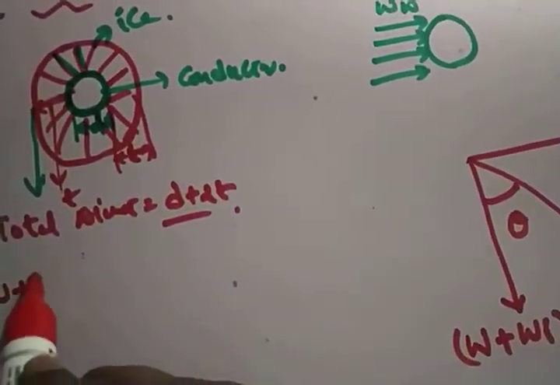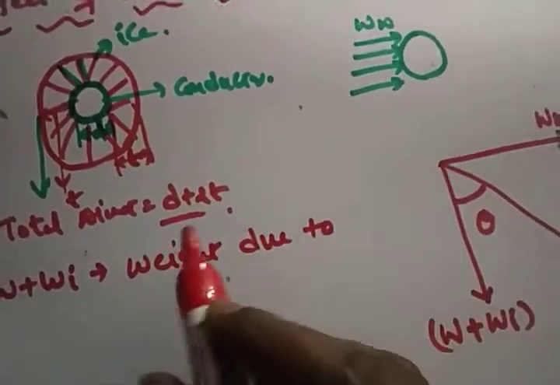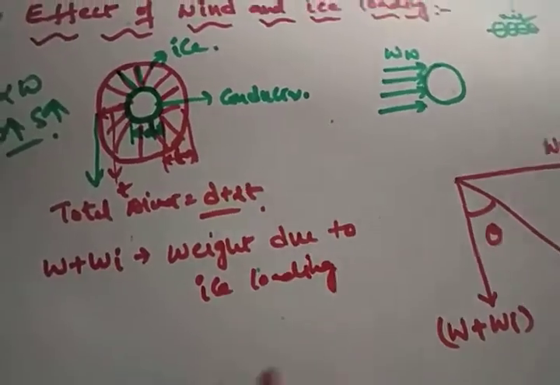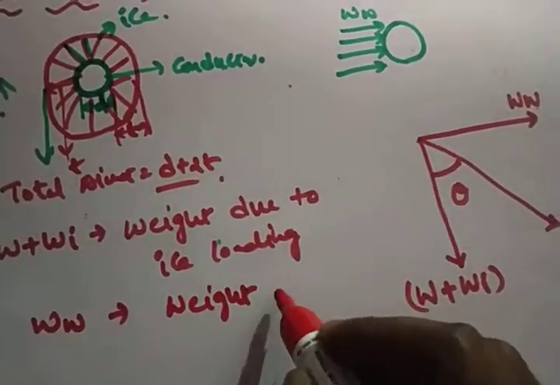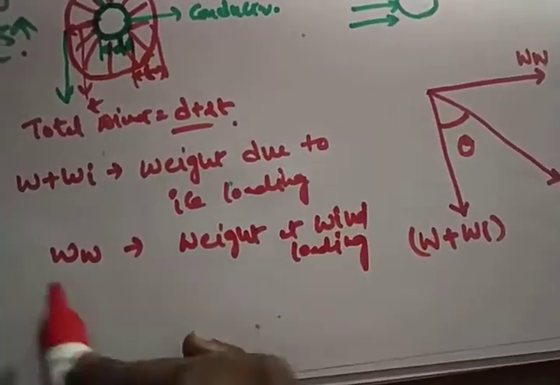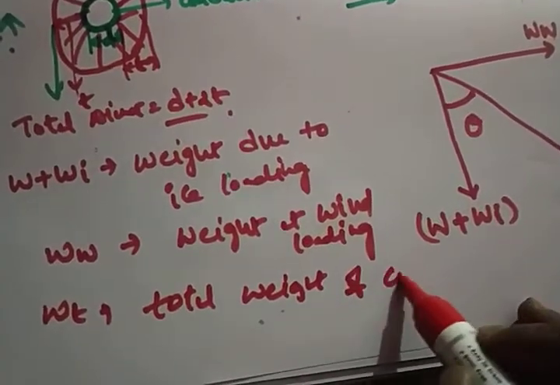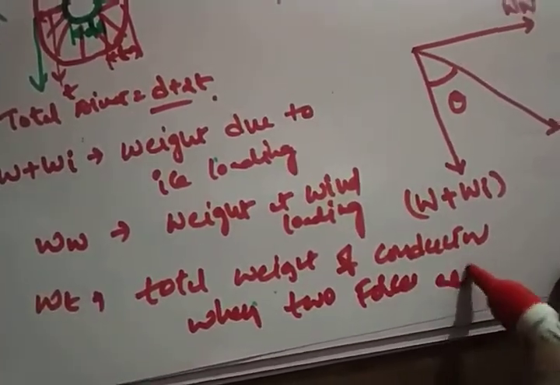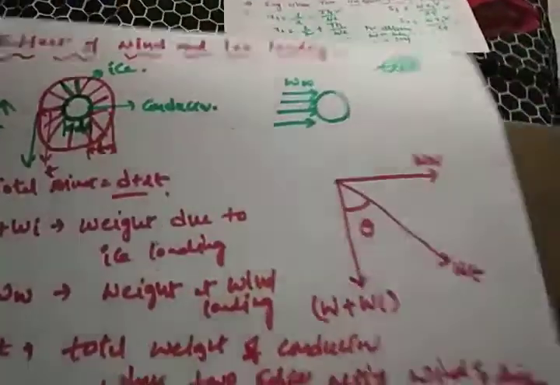So W plus WI. What does it mean? WI is the weight due to ice loading. W is nothing but the weight of the conductor, you should consider. WW: what is WW? The weight due to wind loading or wind pressure on the system. After that, what is WT? The total weight of the conductor, when two forces are acting. What are the forces? Wind and ice, right?